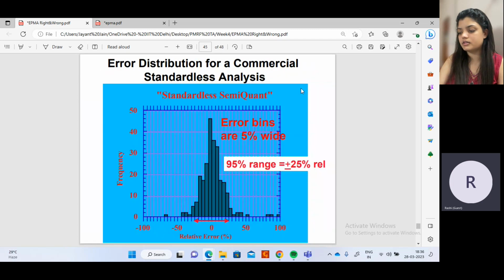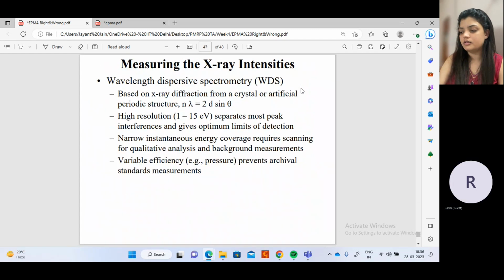And one last thing that I wanted to discuss is the conclusion. Wavelength dispersive spectroscopy is based on X-ray diffraction from a crystal or artificial periodic structure, n lambda is equal to 2d sine theta. Using that equation, we will be finding out the different elements present. The wavelength of the sample will be found out. High resolution, that is 1 to 15 electron volt, separates most peak interferences and then gives optimum limits of detection.